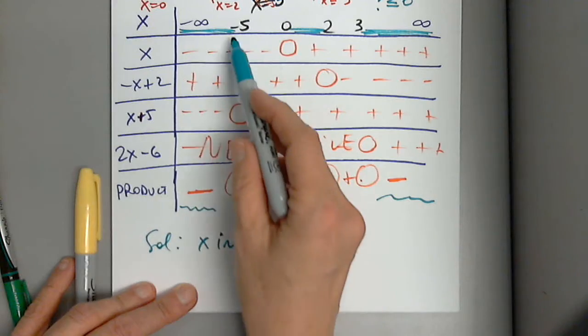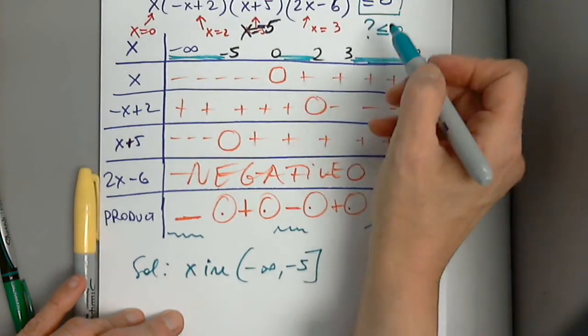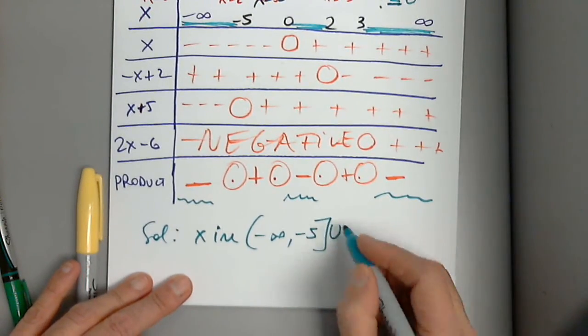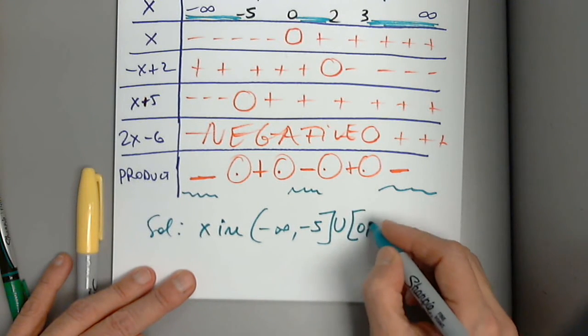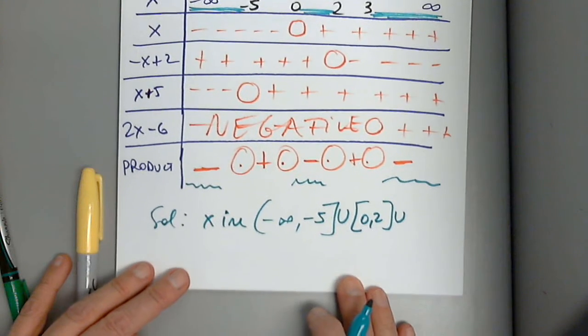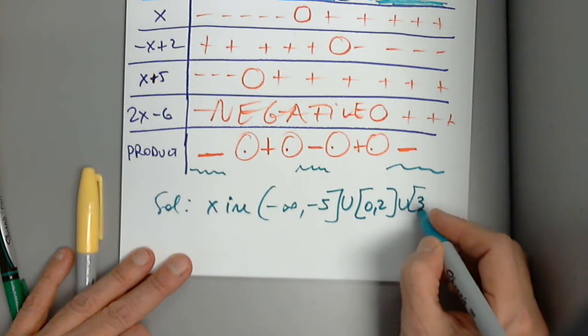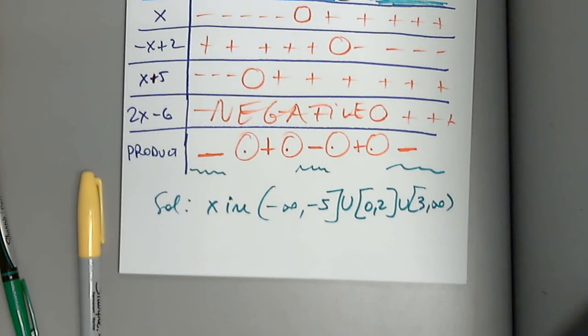-5, and we'll have to use the bracket because of the equal symbol. Union with a bracket, very good, and union 3 to infinity. This is it. How did you get that?